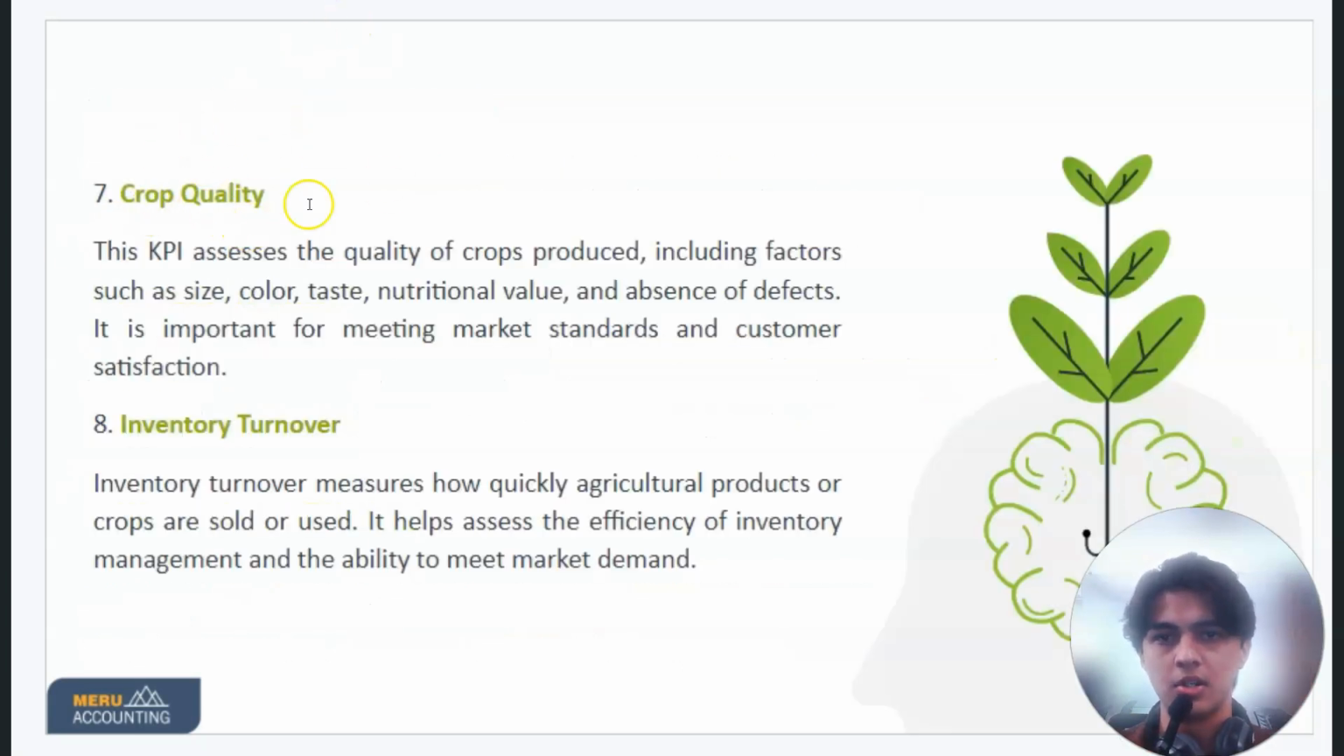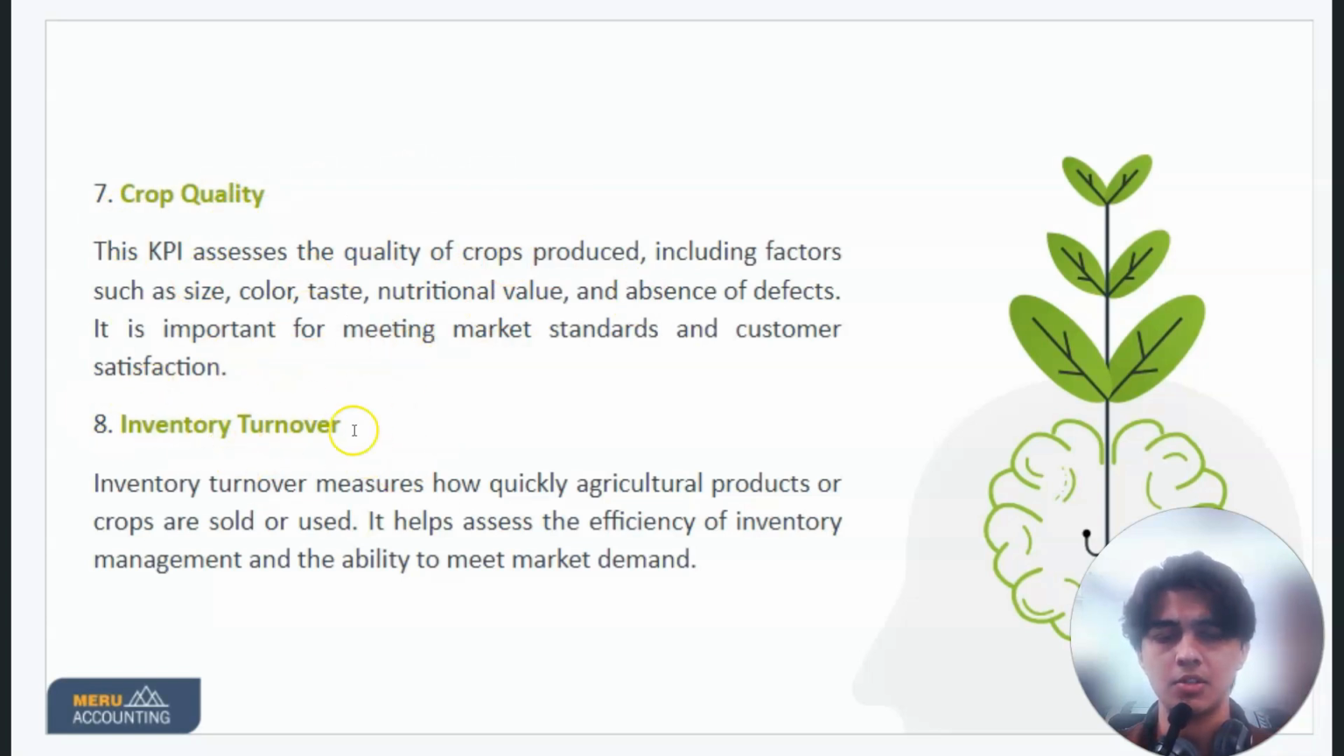Next indicator is the crop quality indicator. This indicator assesses the quality of the crop that you've been producing on your land. This will include factors such as its size, the color of your crop, the taste of your crop, whether it is sour or sweet, the nutritional values of your crop, and the absence of defects. This indicator will calculate all those things.